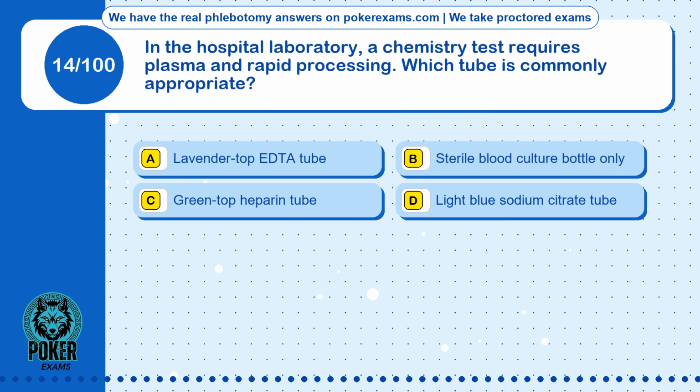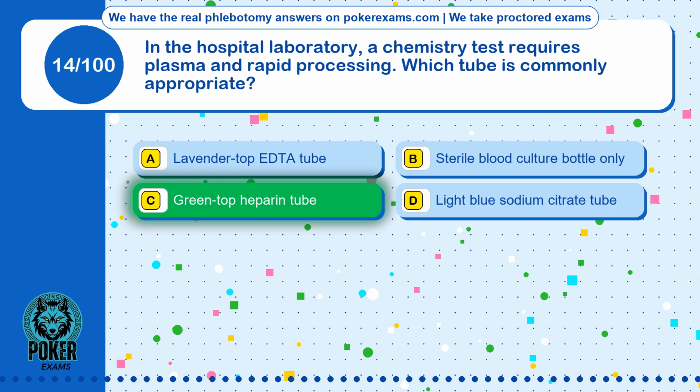Question 14. In the hospital laboratory, a chemistry test requires plasma and rapid processing. Which tube is commonly appropriate? Option A, lavender top EDTA tube. Option B, sterile blood culture bottle only. Option C, green top heparin tube. Option D, light blue sodium citrate tube. The correct answer is option C, green top heparin tube.